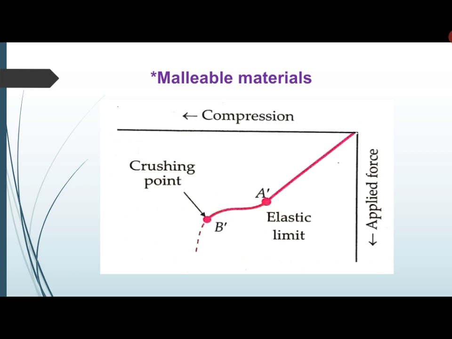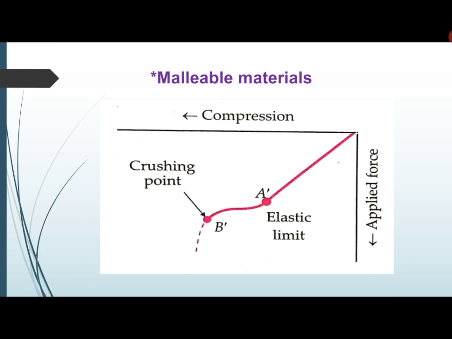Now, after this crushing point, the metal is said to be malleable, that is, they can be hammered or rolled into thin sheets. For example, we are having so many materials around us which are malleable. For example, gold, silver, lead, etc.